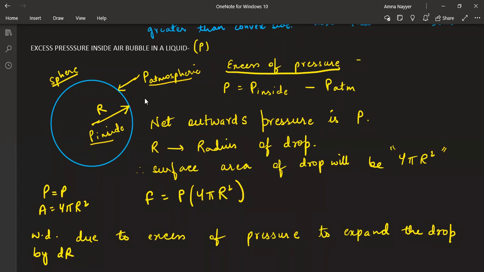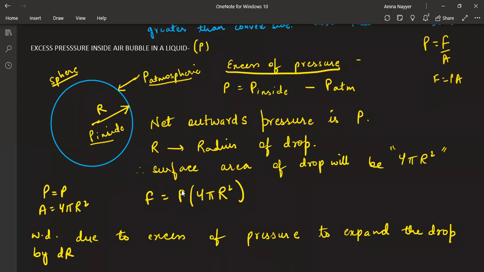Now see, what is atmospheric pressure? What is inside pressure? And net outwards pressure is P. This net outwards pressure P is what I have taken as excess pressure. Let's say radius of this drop is capital R. So if radius is R, surface area will become 4 pi R square. You know pressure is P, area is 4 pi R square. Pressure and area you have, so you can easily calculate force. See, pressure is force by area. So force will be pressure multiplied by area. Understood? Force will be P into 4 pi R square.